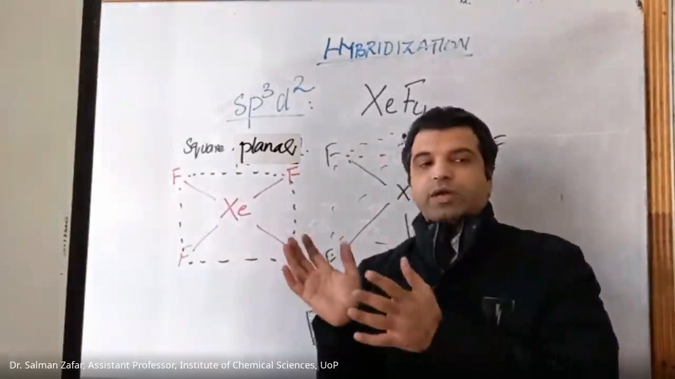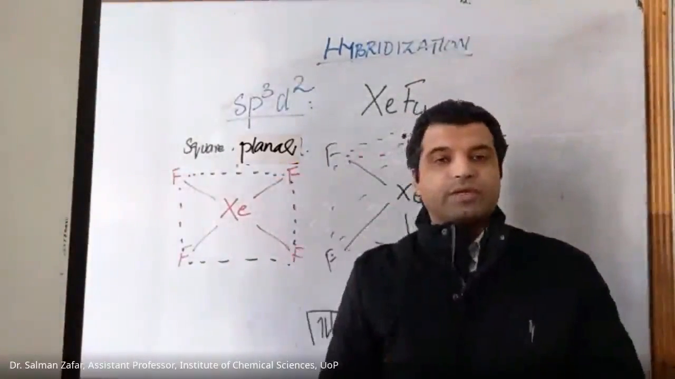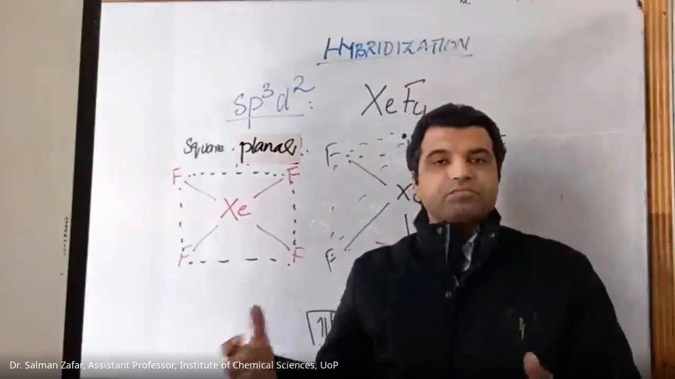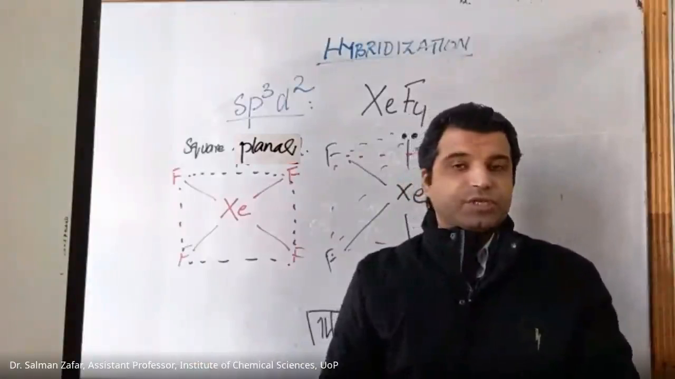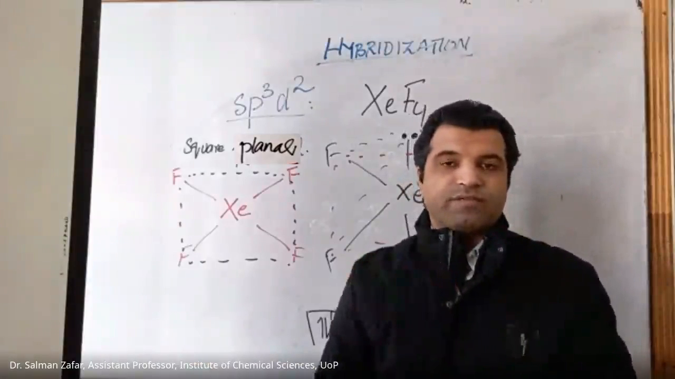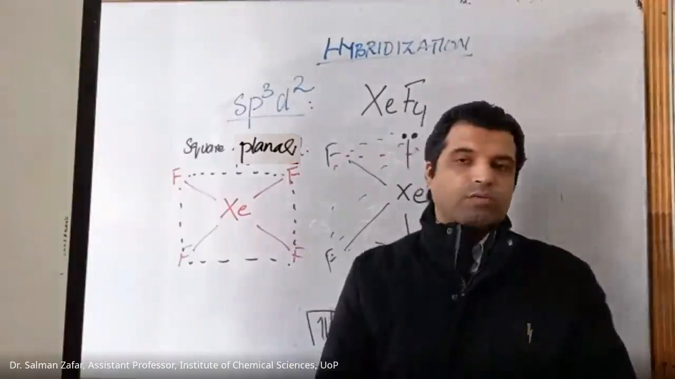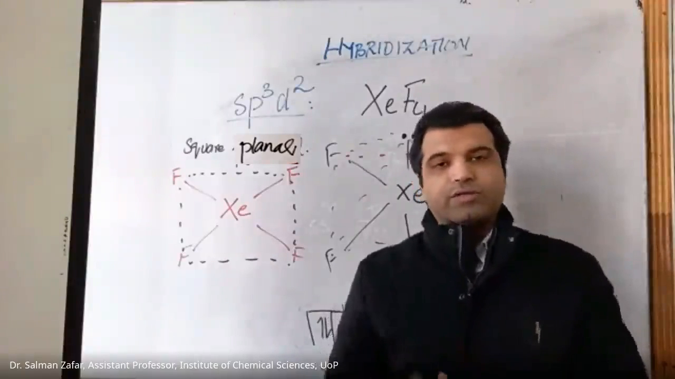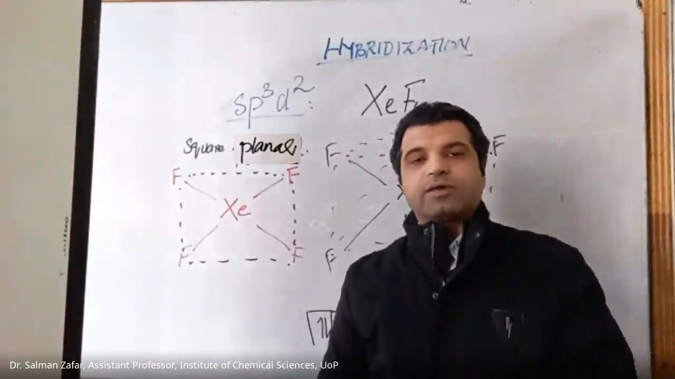So just by looking at the hybridization, you can predict, or you can tell how many things would surround the central atom. In case of sp3d, you would have 5 things around, or 5 bonding or non-bonding electronic pairs around the central atom. In case of sp3, we have 4, sp2, we have 3, and so on.